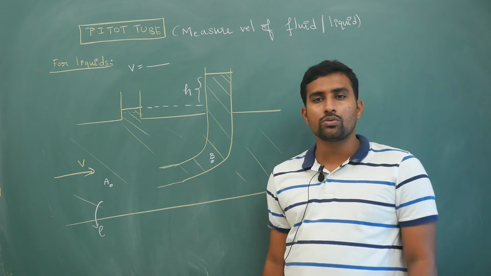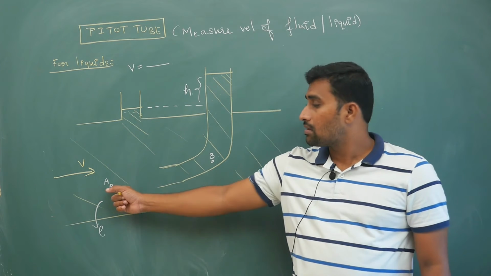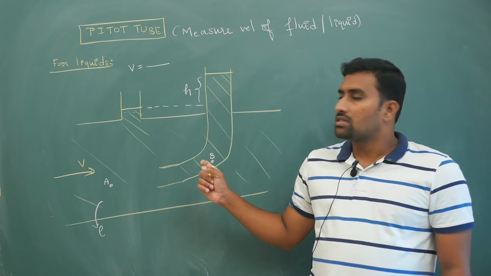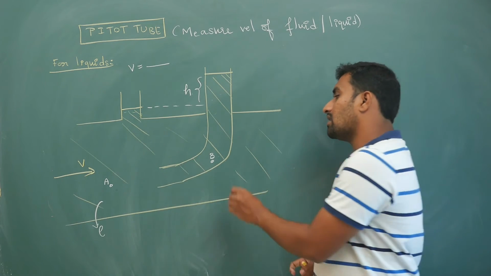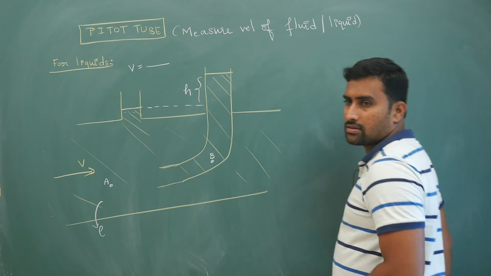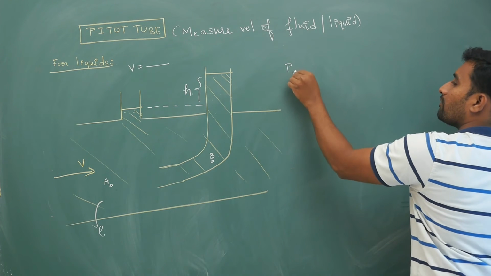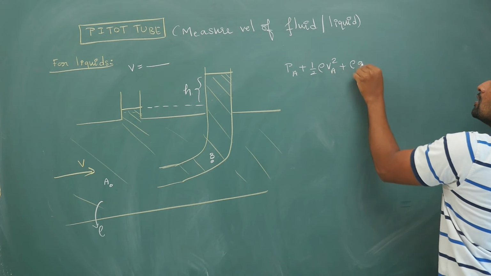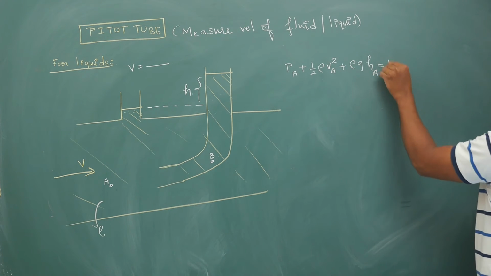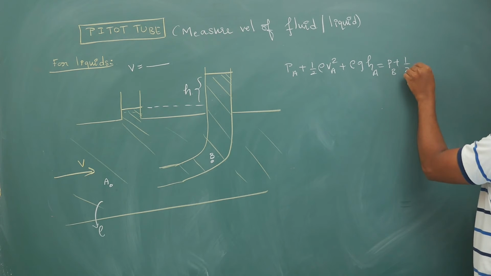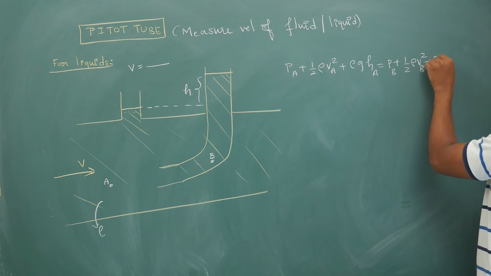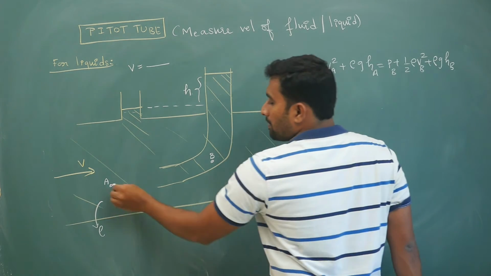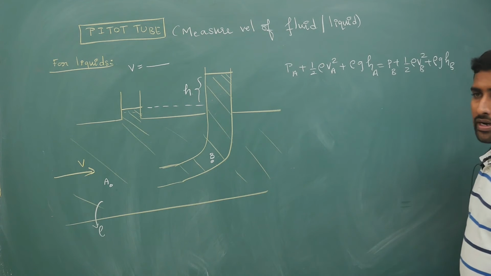Now here, which 2 points are you supposed to take? Bernoulli's equation means point 1 and point 2. At point 2 what will happen? These forcibly moving liquids will strike the surface and come to rest. So between point 1 and 2, PA plus half rho VA square plus rho g HA is equal to pressure at B plus half rho VB square plus rho g HB. You are trying to apply Bernoulli's equation between point A and point B.